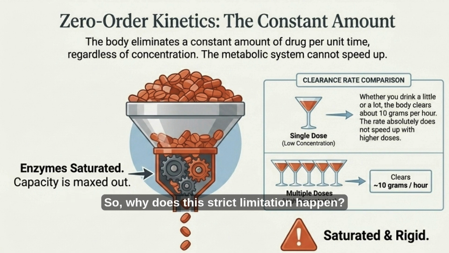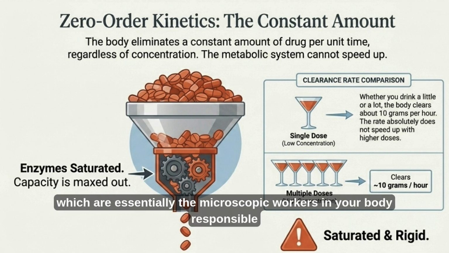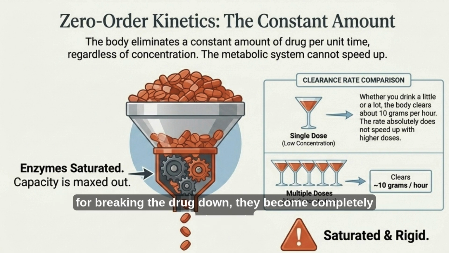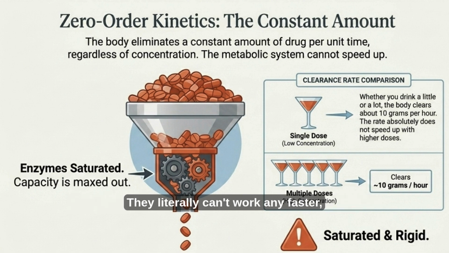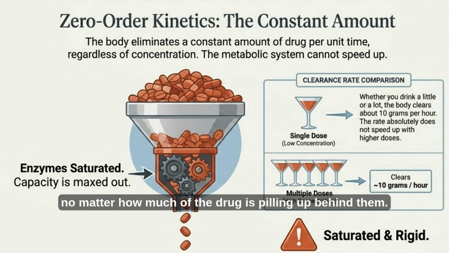So, why does this strict limitation happen? Well, it happens because the metabolic enzymes, which are essentially the microscopic workers in your body responsible for breaking the drug down, become completely saturated. They are working at absolute maximum capacity. They literally can't work any faster, no matter how much of the drug is piling up behind them.